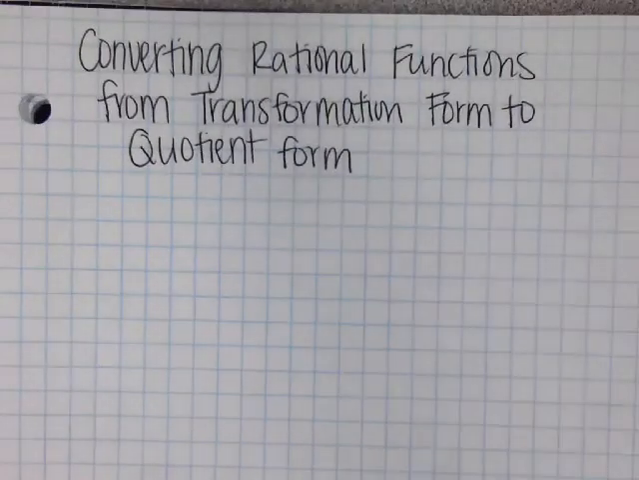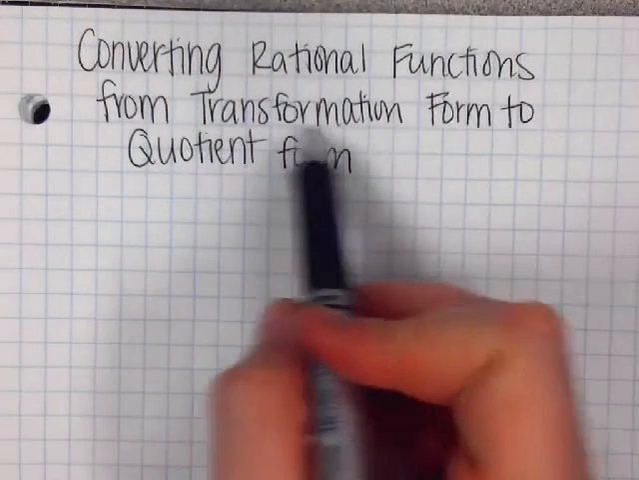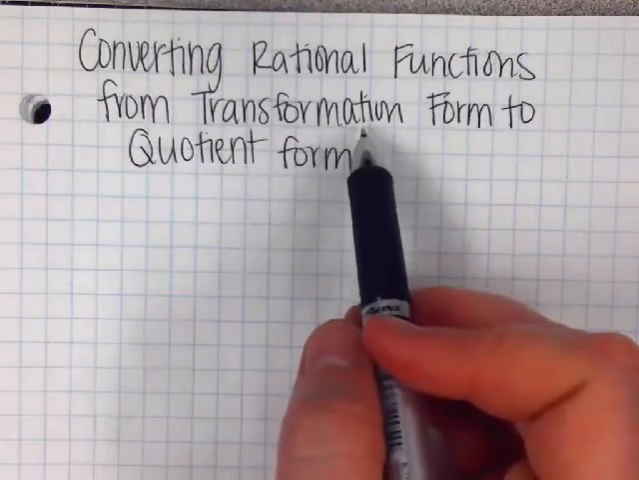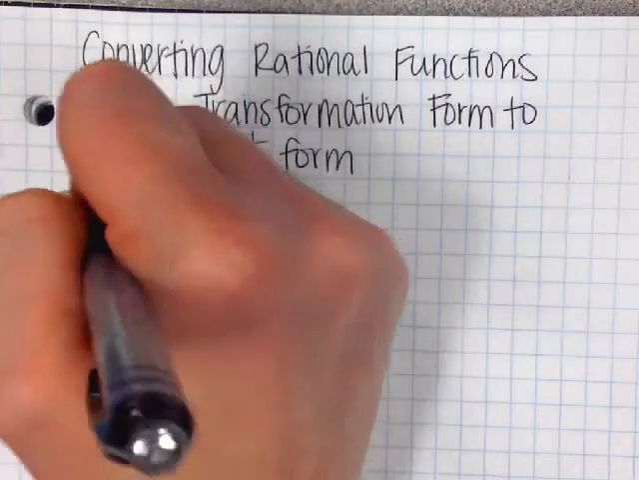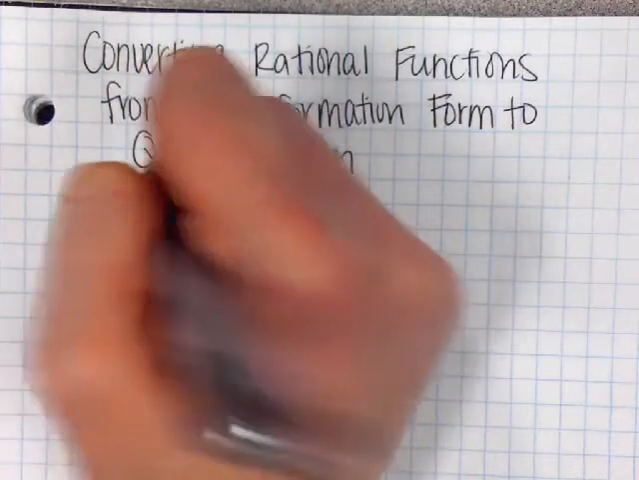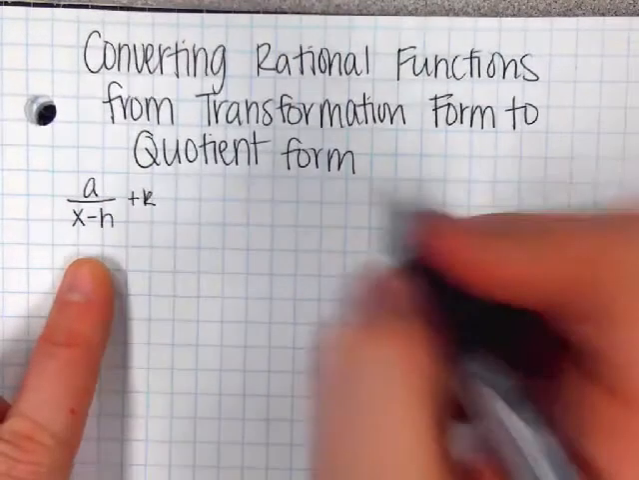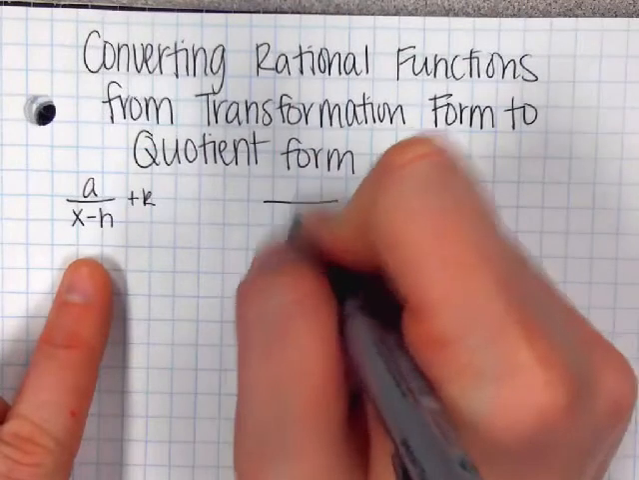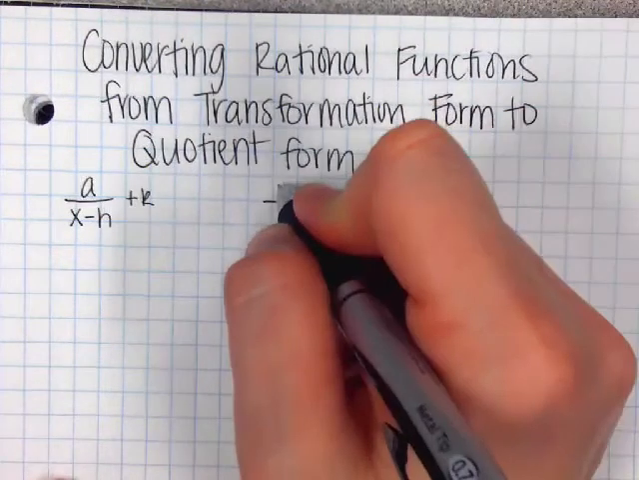Converting rational functions from transformation form to quotient form. Remember that transformation form is a over x minus h plus k. You're going to convert it from something like this to quotient form, where it's all divided by, with nothing adding or subtracting at the end.